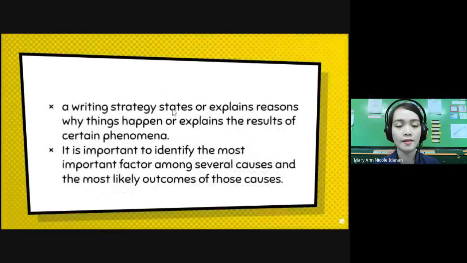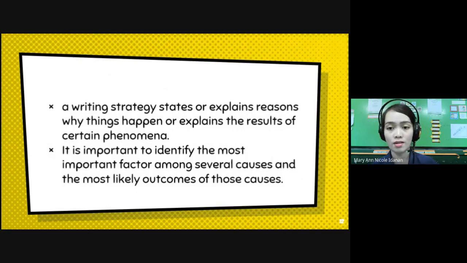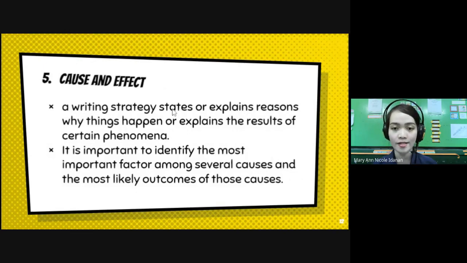Okay, next. This is another type of academic text structure. It is a writing strategy that states or explains the reasons why things happen or explains the result of certain phenomena. So it is important to identify the most common factor among several causes and the most likely outcomes of those causes. So this is the structure which we call cause and effect.